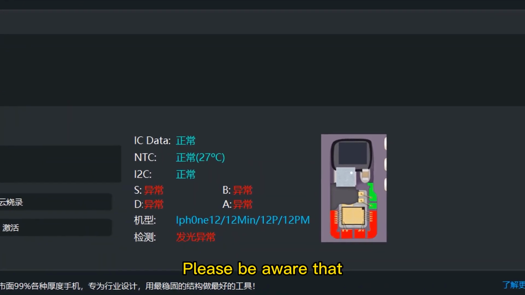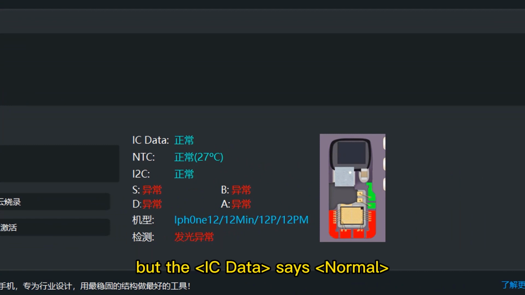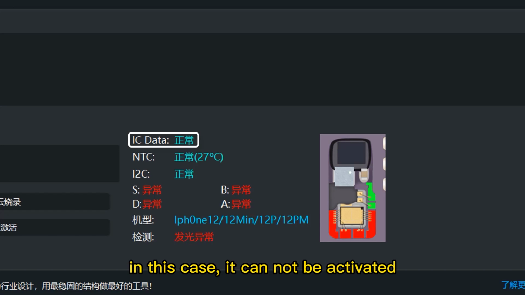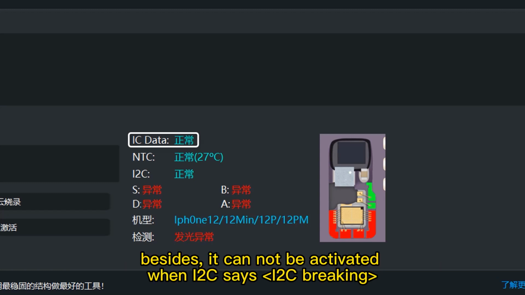Please be aware that if it shows luminescence anomalies but the IC data says normal, in this case, it cannot be activated. It only works when the IC data says fusing. Besides, it cannot be activated when the IC says IC breaking.